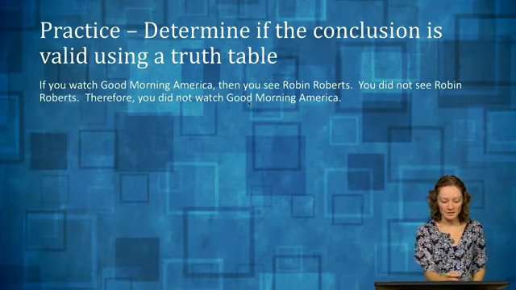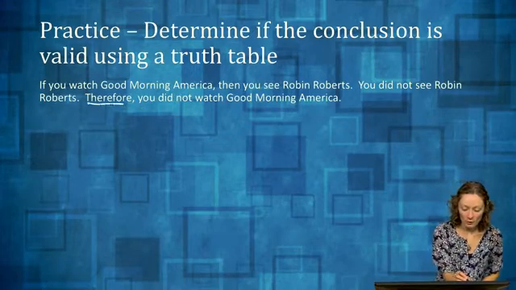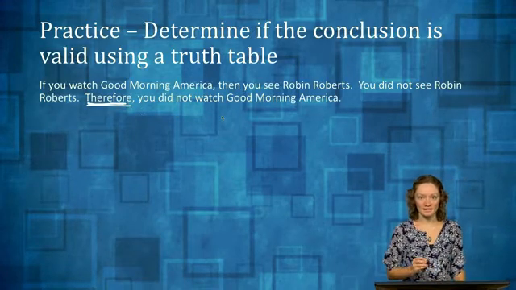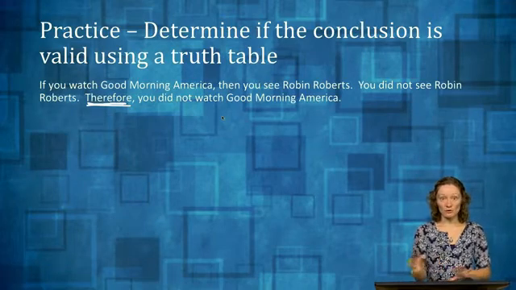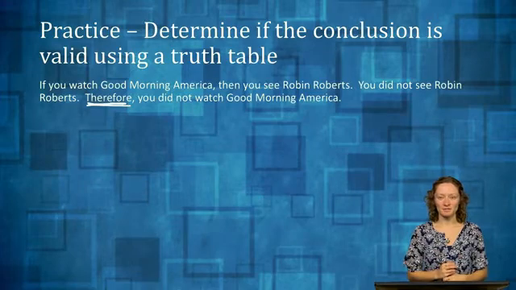We've got premises and a conclusion. If you watch Good Morning America, then you see Robin Roberts. You did not see Robin Roberts. Therefore, you did not watch Good Morning America. Therefore is your indication that what's coming next is the conclusion. So go ahead and go through the whole process just like we did on the last slide. Pause the video. We'll see if we're on the same page.